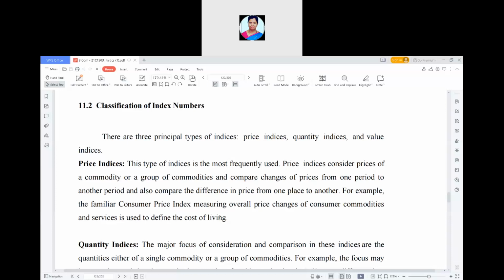Suppose you consider any other commodity, such as electronic purchases: if you compare in India, it is higher, and if you compare in the US, it is less. So the price differs from place to place. For example, a familiar one is the consumer price index, measuring overall price changes of consumer commodities and services, which is used to define the cost of living. So according to the cost of living, we also have that price index number.